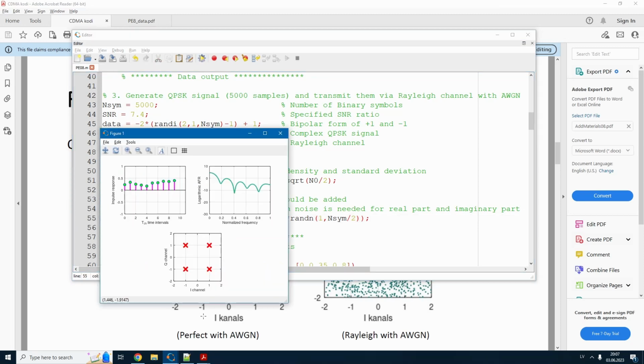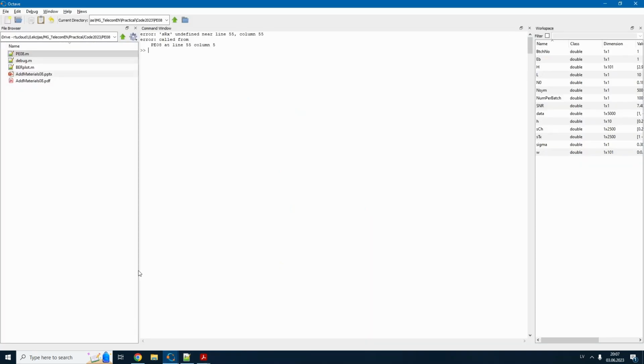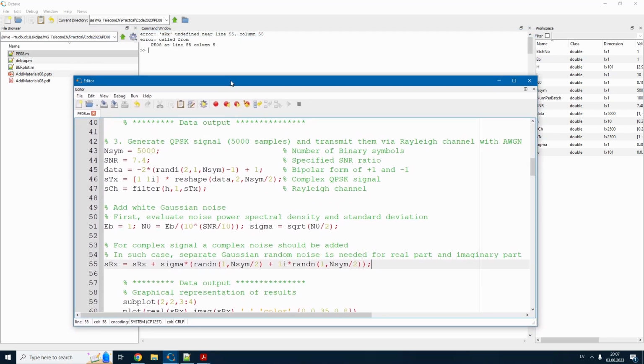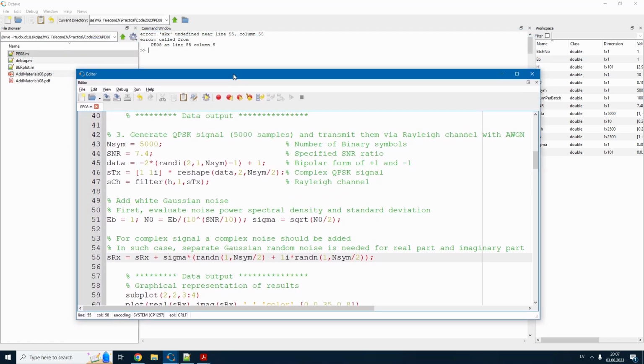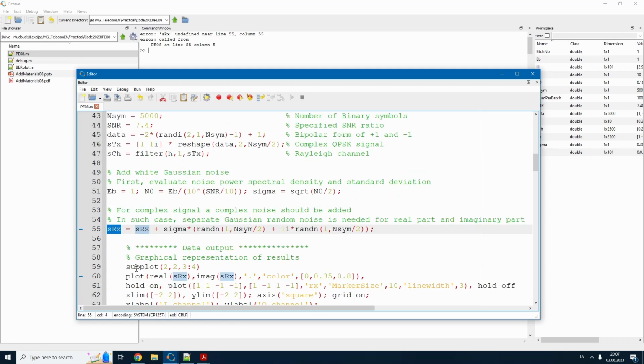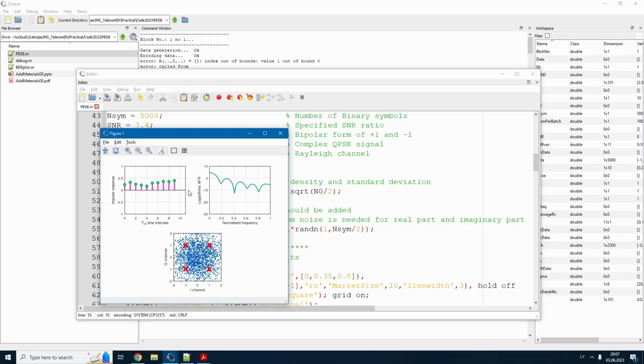So now it should have produced the picture, but it says SRX is undefined at line 55. Sorry. Yes, of course, we have S channel signal, not SRX. Yes, so S channel signal, that is a mistake on my part, it's fine.